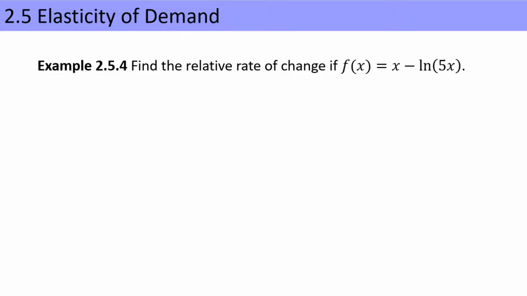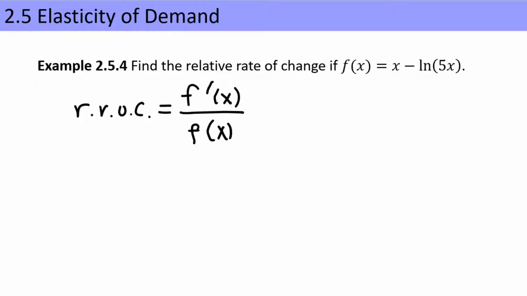Example 2.5.4. Find the relative rate of change if f of x equals x minus the natural log of 5x. To find the relative rate of change, RROC, that is the derivative of the function divided by the function.